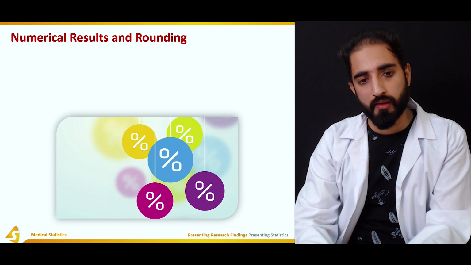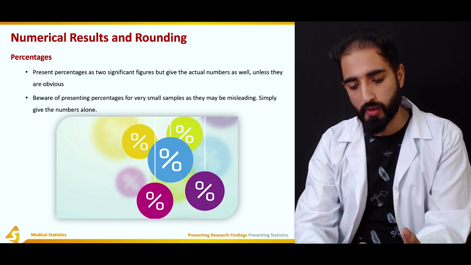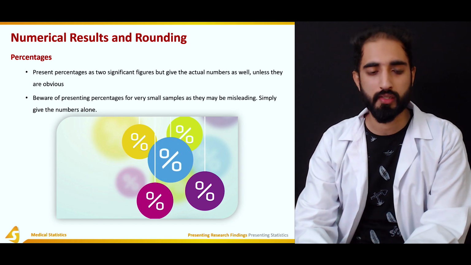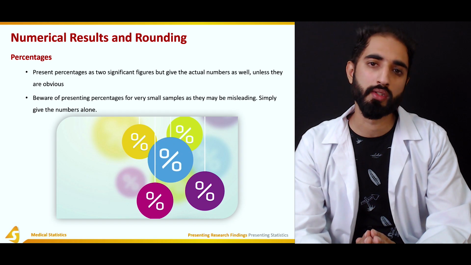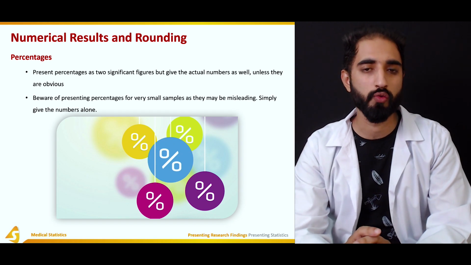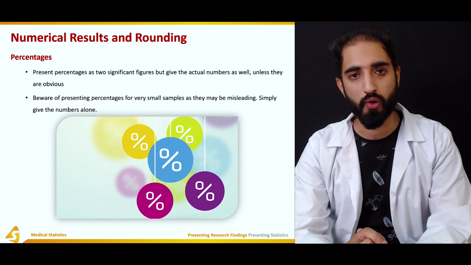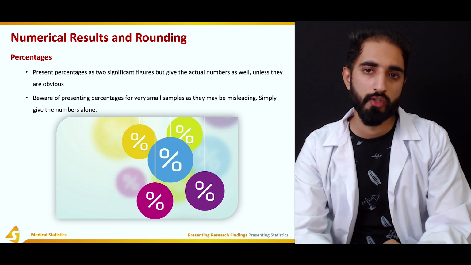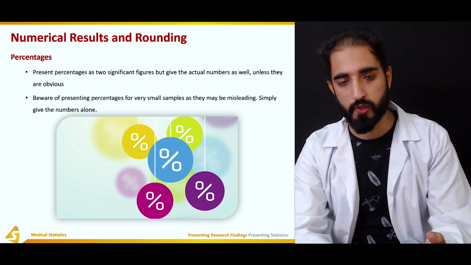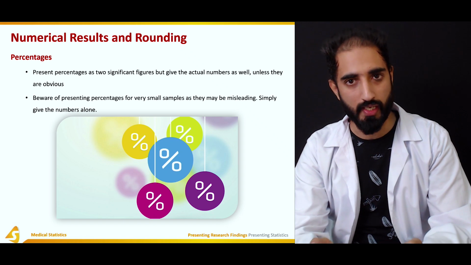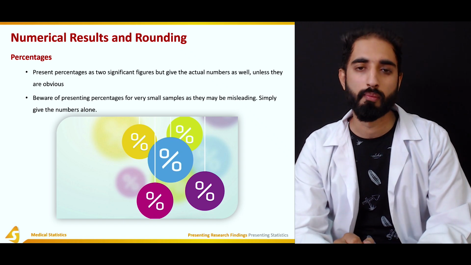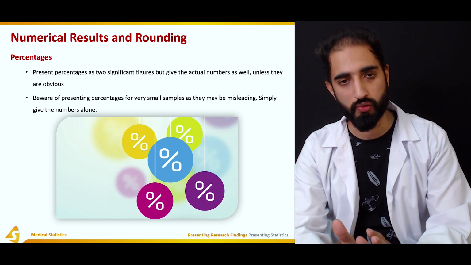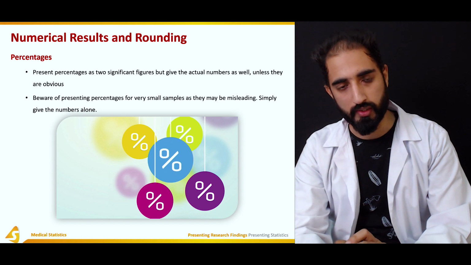So percentages. We talked about rounding, we talked about proportions, now percentages. Present percentages once again to 2 significant figures, but give the actual numbers as well if they are not obvious. For example, I say 10 people out of 100. So the percentage would be 10% and n would be 10 as well. So you don't need to mention the n. But if it's something like 20 out of 200 or something which is not obvious, then you should mention the total number of the subjects as well.